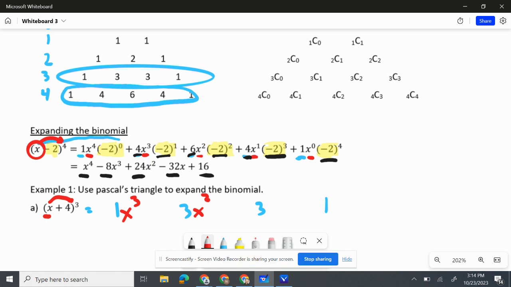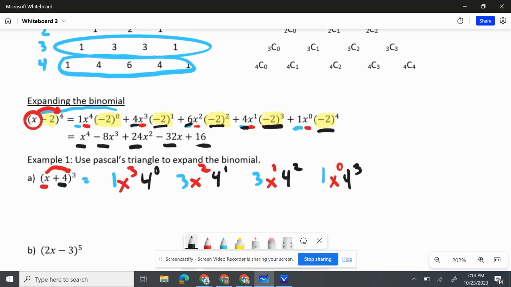I go in descending order. So x to the second, x to the first, and x to the 0. Now what I'm going to do is find the back term. That would be 4, and I go in ascending order. 4 to the 0, 4 to the 1, 4 to the 2, and 4 to the 3.